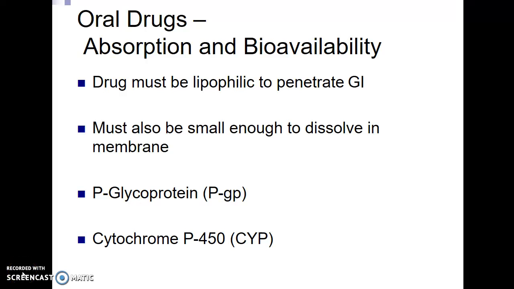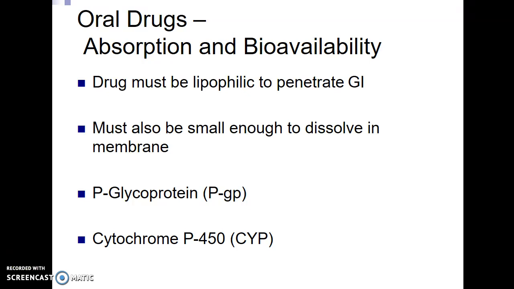We're going to talk now about factors that affect drugs that are administered orally as far as they're being absorbed and their bioavailability. So we've already talked about how a drug has to be lipophilic to penetrate the gastrointestinal mucosa, get into those cells, and then be absorbed into the systemic circulation. Part of that is they have to be small enough to dissolve in the membrane. So that might take some breaking down in the stomach in that acidic environment, but also drugs are formulated so they will dissolve down into a form that allows them to go across the membrane.